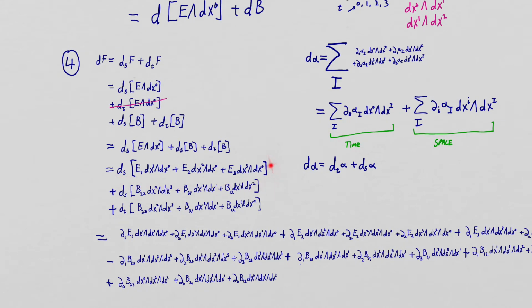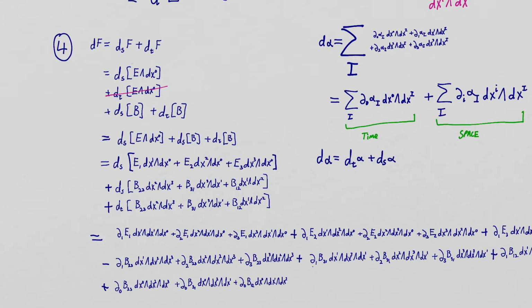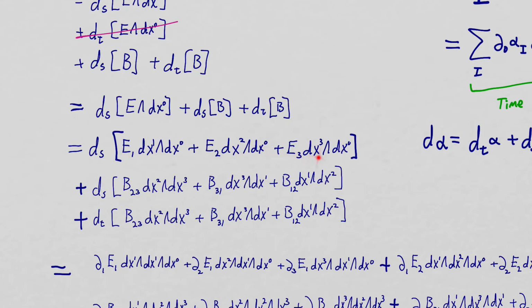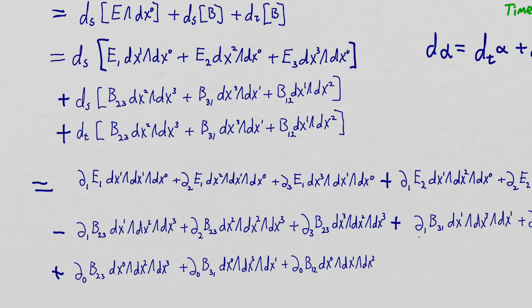Let's take this spatial exterior derivative of the electric field wedged with dx0. So here's the electric field wedged with dx0. We're going to take the spatial exterior derivative. And we end up with this line down here. It's the partial derivative with respect to x1 of E1, dx1 wedge dx1 wedge dx0. So right away we know that's the one that dies because we have dx1 wedged with dx1.